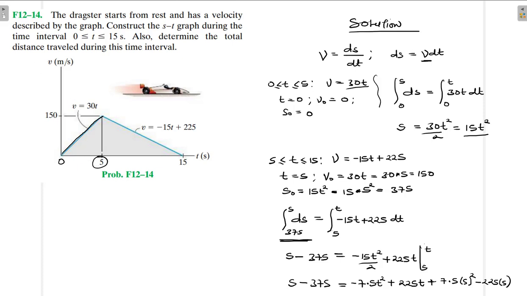Can I just write the information here so that I wrap up? So from 0 to 5, we found that our s, which is position, is equal to 15t squared. And then from 5 to 15, we found our s, this is what we are finding down. Can I just wrap this information here?